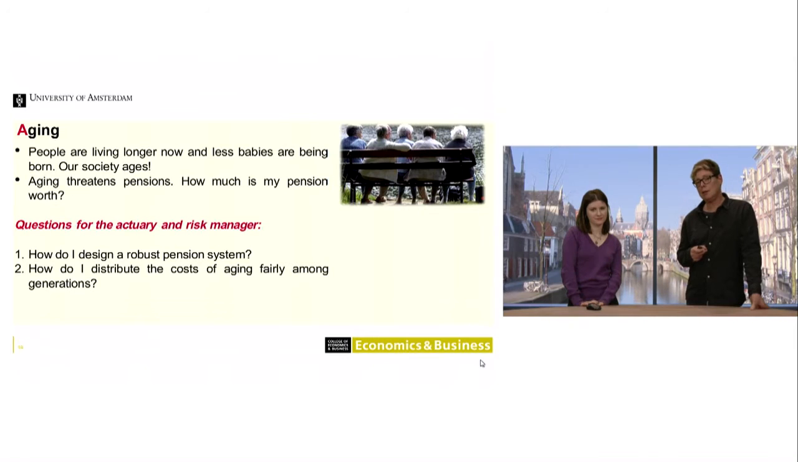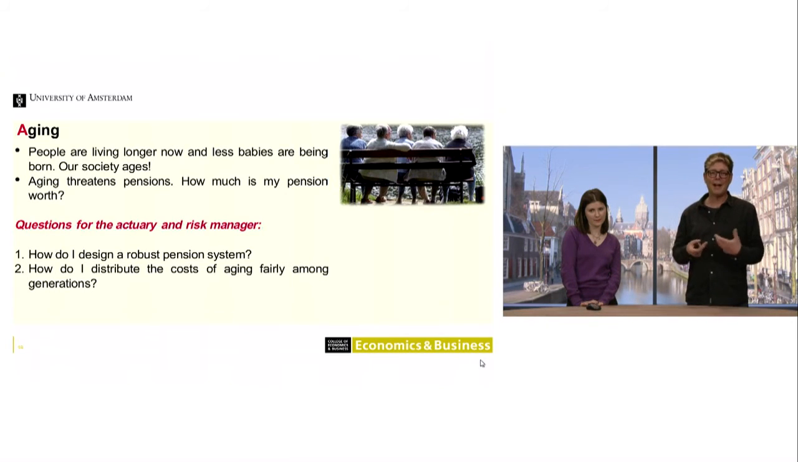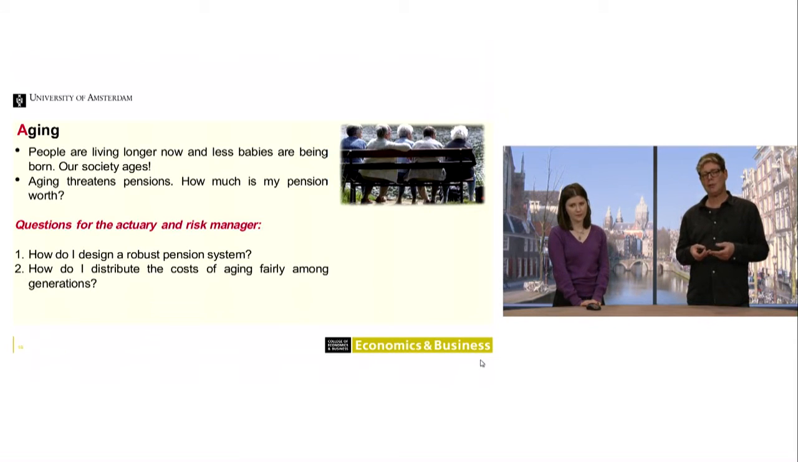Another topic for actuarial people is aging. People are living longer, and there are fewer babies being born. So our society ages. So you might question, well, what is an actuary, and why is he interested in this problem? Well, one of the biggest insurances that we actually have are the pensions. After we turn 65 or 67, depending on where you live in the world, people are insured and get a pension.